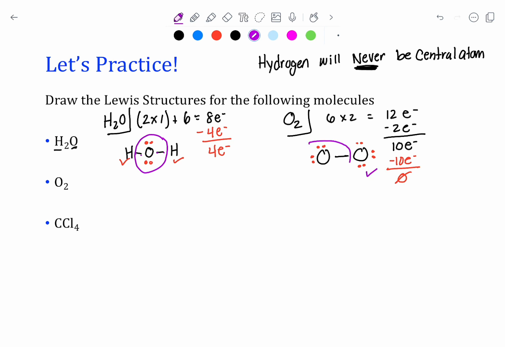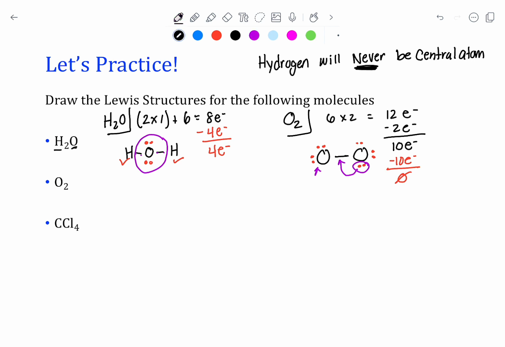This oxygen has 2 lone pairs and a bond, so that's only 6 electrons, so it does not have its octet. So if octets are not complete, we need to take lone pairs and share them to create multiple bonds. Remember, we only create double bonds if octets are not complete. This oxygen has an incomplete octet. It does not have enough electrons around it. So the oxygen that does have 8 electrons around it is just going to share one of those pairs of electrons in order to create a multiple bond.